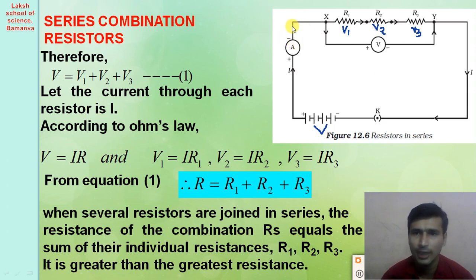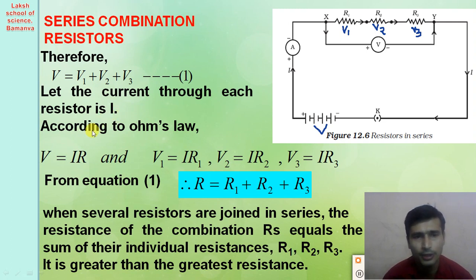Now, what about the electric current passing through each resistor? In the series combination of resistors, the electric current passing through each resistor is the same. Let us consider it as I, right? So the electric current passing through each resistor is the same, and we consider this as I.